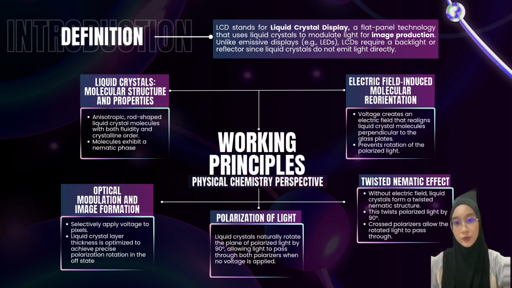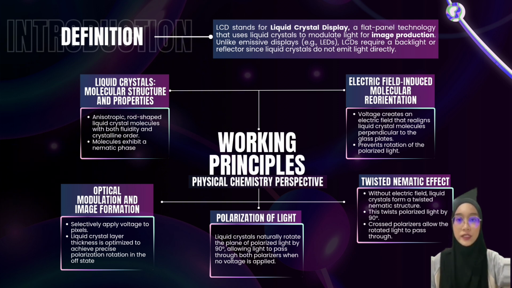So how do LCDs work? Liquid crystals are special materials that can flow like a liquid but also have an ordered structure like a solid. Inside an LCD, there are two glass layers with polarizing filters placed at right angles, and without electricity, the liquid crystal twists the light so it can pass through, making the screen look brighter.